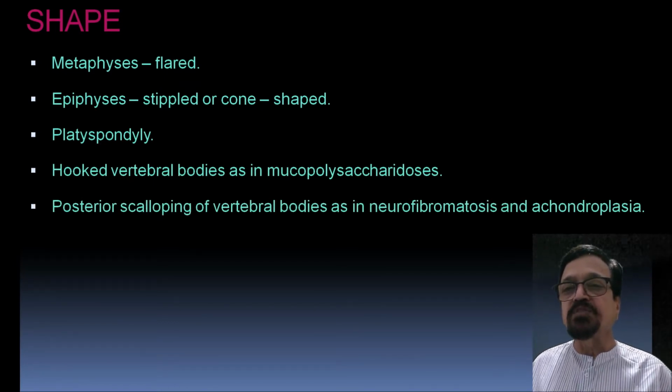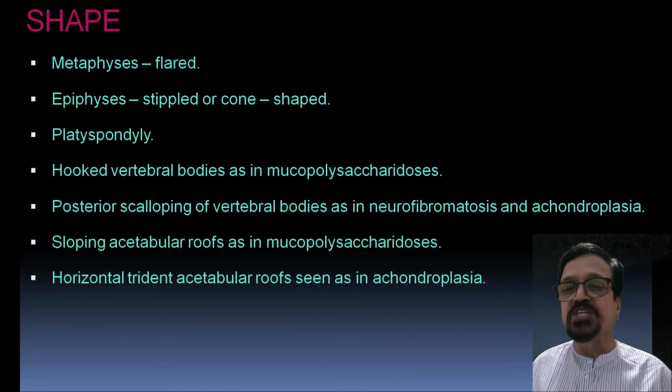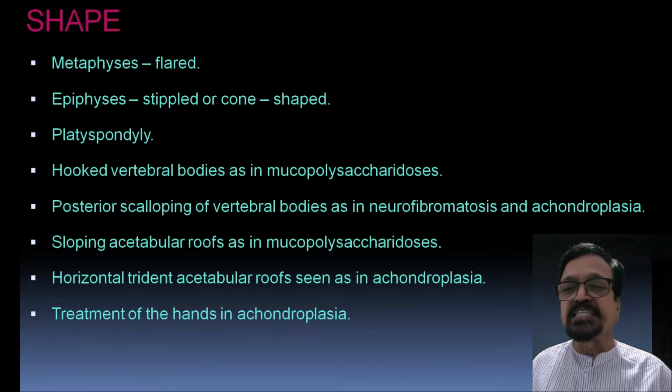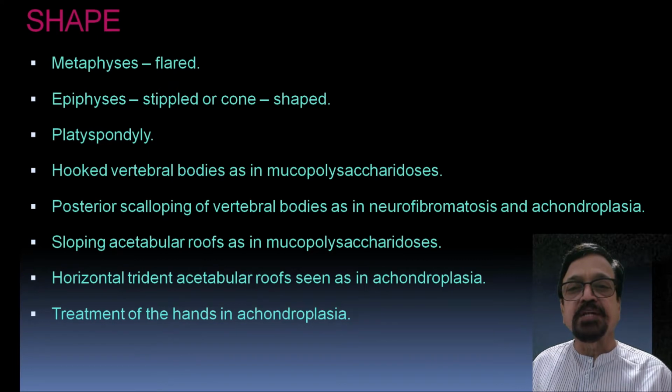Then platyspondyly, then hooked vertebral bodies, as in mucopolysaccharidosis. Then posterior scalloping of the vertebral bodies, as in neurofibromatosis or achondroplasia. Then a sloping acetabular roof, as in MPS, mucopolysaccharidosis, and a horizontal trident acetabular roof seen in achondroplasia. These shapes, such as the trident, are self-explanatory, and full details are available on Google, so we will not go into detail in this lecture. So what is the meaning of trident? Trident is a shape which the acetabular roof takes, and it is characteristic.